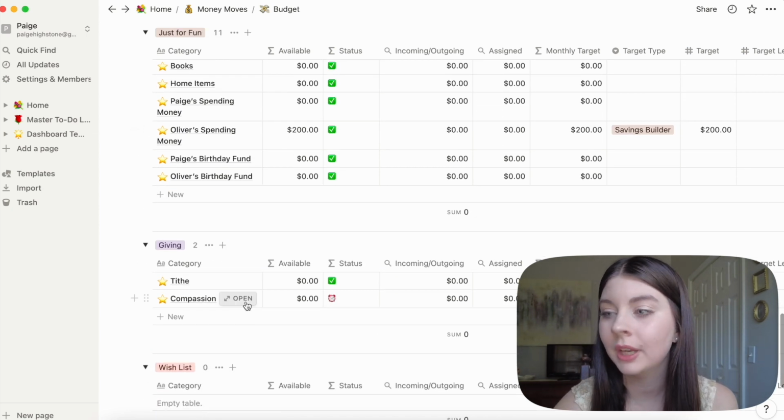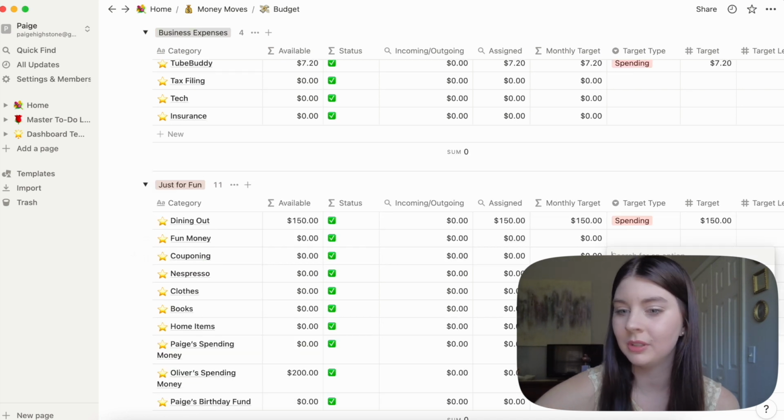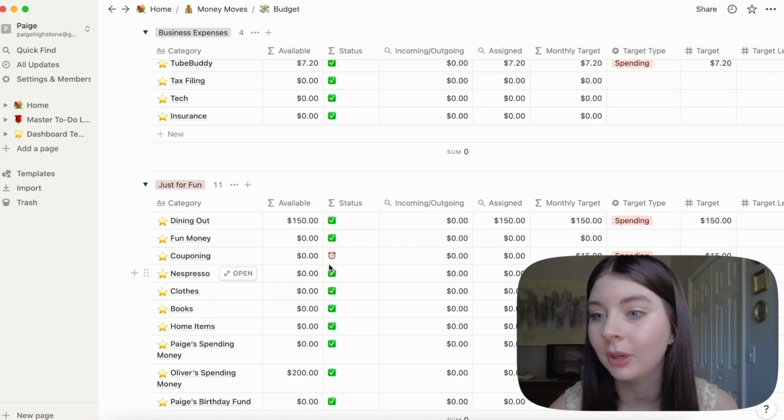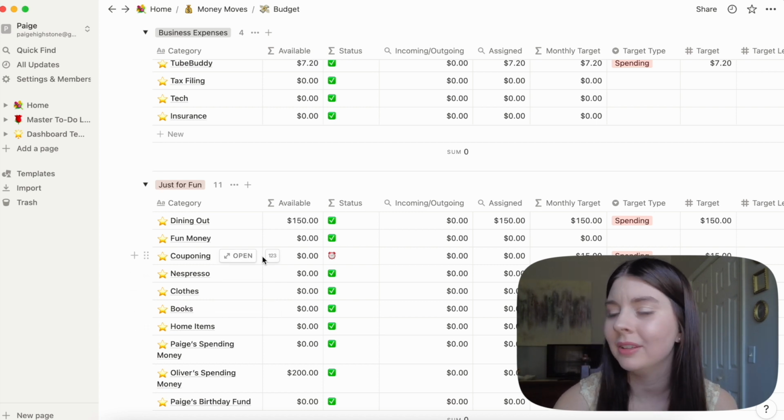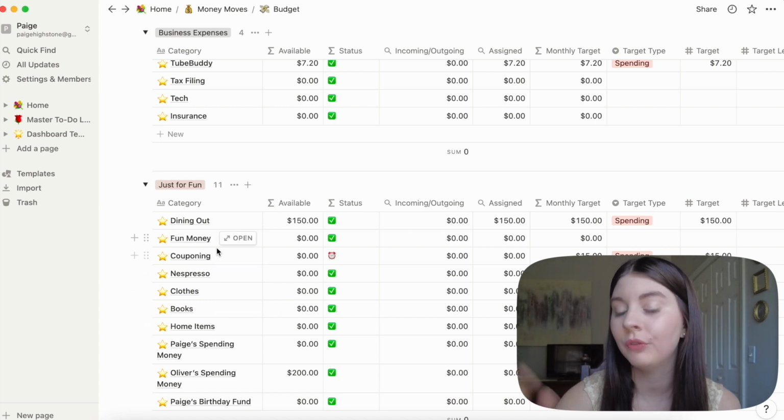And then Compassion, I need to fund our $38 charge. And I also just realized for some reason my couponing goal is gone as well, which should be $15. So I'm going to go add that goal back in. I don't know how these got deleted. And I'm going to fund my couponing. So now that is funded.